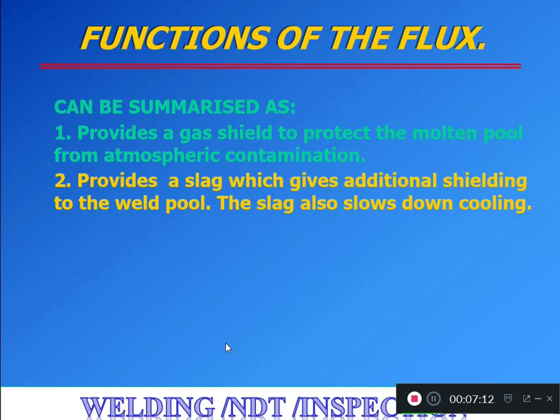Second is to provide a slag. Why do we need slag? The flux generates slag. What is the importance of slag? Slag is an additional shielding for the weld pool to improve the quality of the weld. It slows down the cooling rate, and if the cooling rate slows down, it definitely improves the weld.